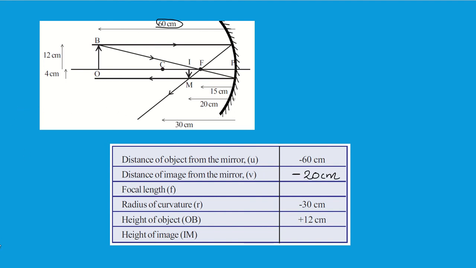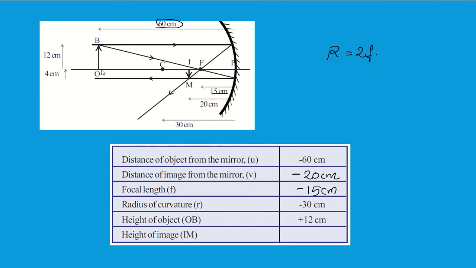Focal length. What is the focal length? Focal length is 15 centimeter. As per sign conventions, concave mirror focal length is negative. Radius of curvature, when the focal length is 15, r is equal to 2 times the focal length. We have already learned this formula. So radius of curvature is going to be 2 times 15, that is 30.